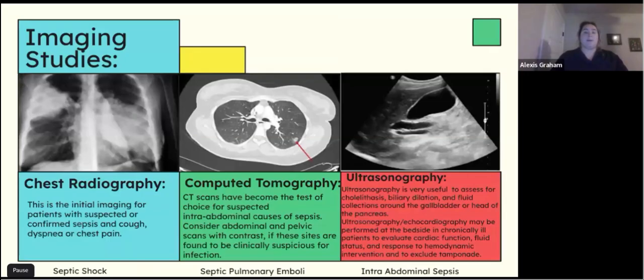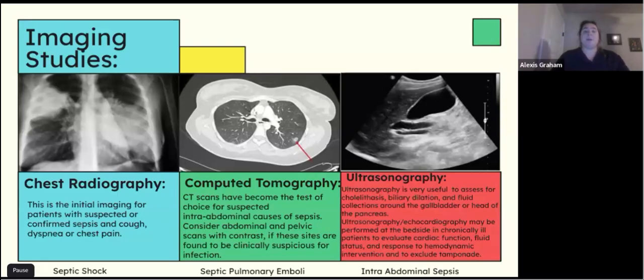Imaging studies. So you can do a chest radiograph. This is the initial imaging for patients with suspected or confirmed sepsis and cough, dyspnea, or chest pain. Computed tomography or CT scans have been the best test of choice for suspected intra-abdominal causes of sepsis. Consider abdominal and pelvic scans with contrast if these sites are found to be clinically suspicious for infection.